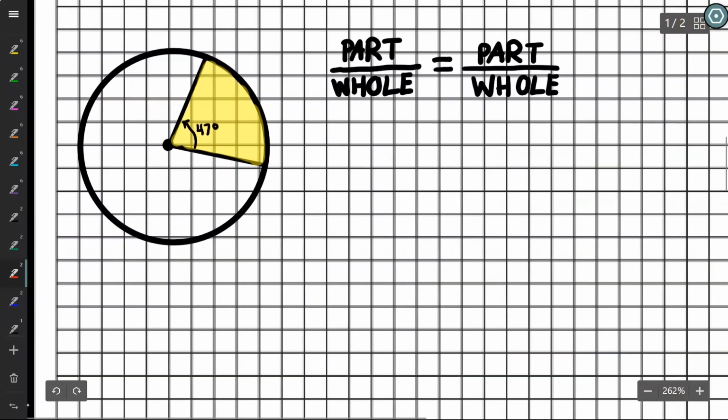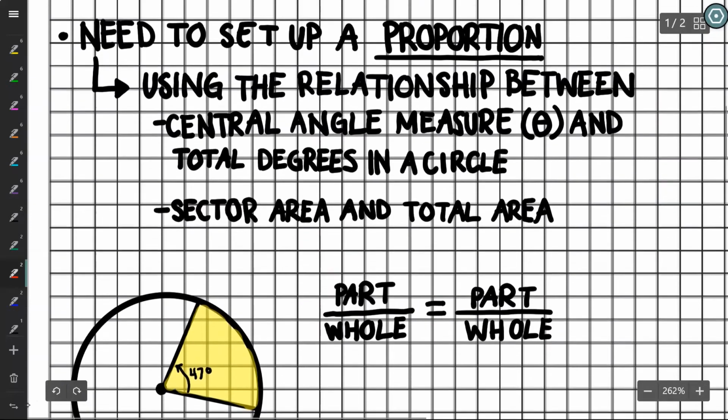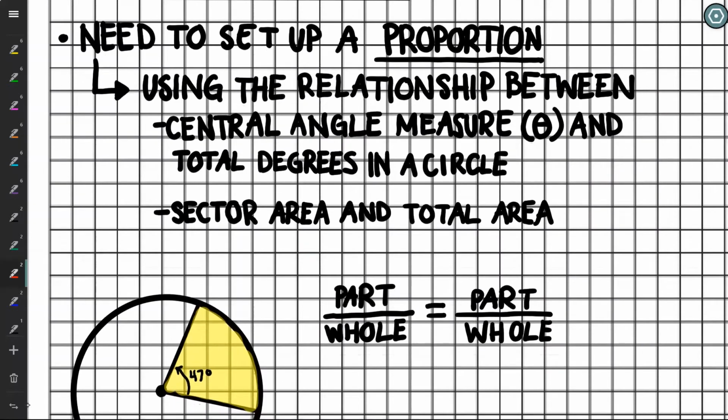But what happens when we have a circle like this, where our central degree measure is a weird number that won't divide evenly into 360? So when that happens, we need to set up a proportion. And this proportion is going to compare the relationship between the central angle measure, or our theta, and the total degrees in our circle. Alright?